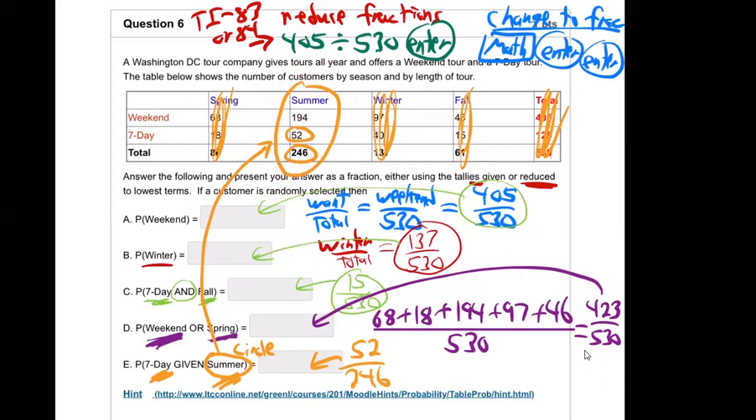So if you went on a trip randomly in the summer, the chance that you went on a 7-day trip in the summer is 52 out of 246. And so there we go. How we doing? Questions I can answer on any of those parts of number 6?